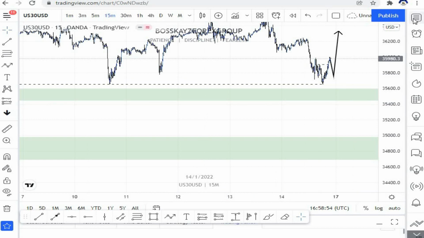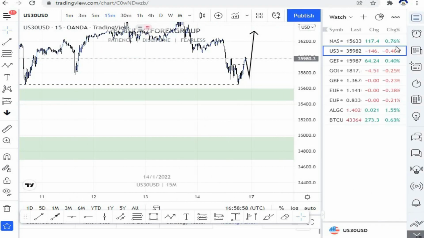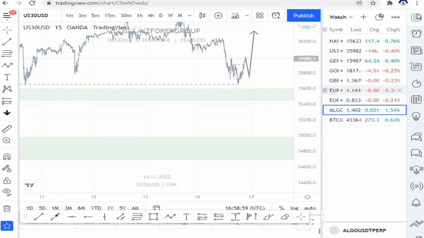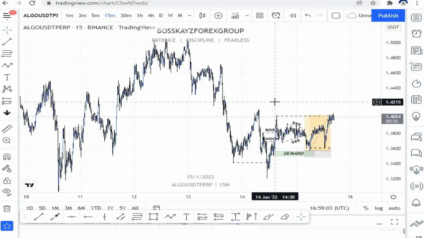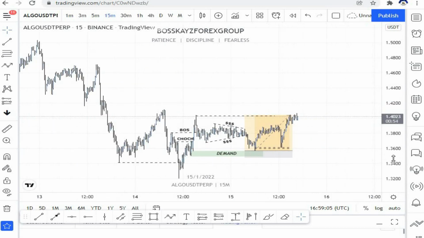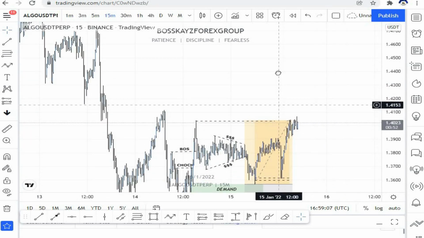As you can see, let's give you another example, guys. This is crypto, and we did analyze this. We'll show you the before and afters.